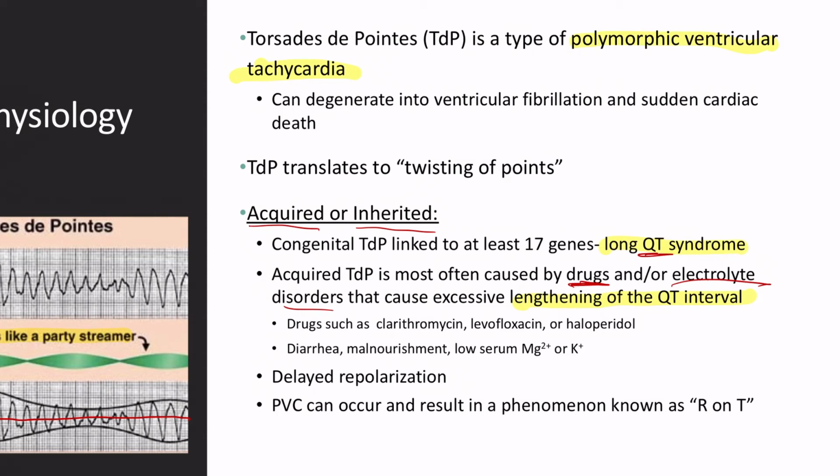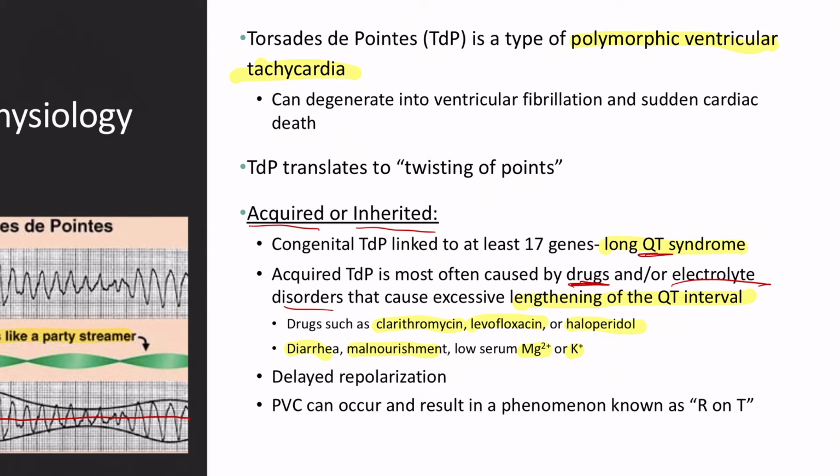There are a few drugs that can cause Torsades de Pointes. Some of the most common ones are clarithromycin, levofloxacin, or haloperidol. You can also get it in patients who are alcoholics if they are malnourished, people who have had really severe diarrhea, as well as low magnesium or potassium.